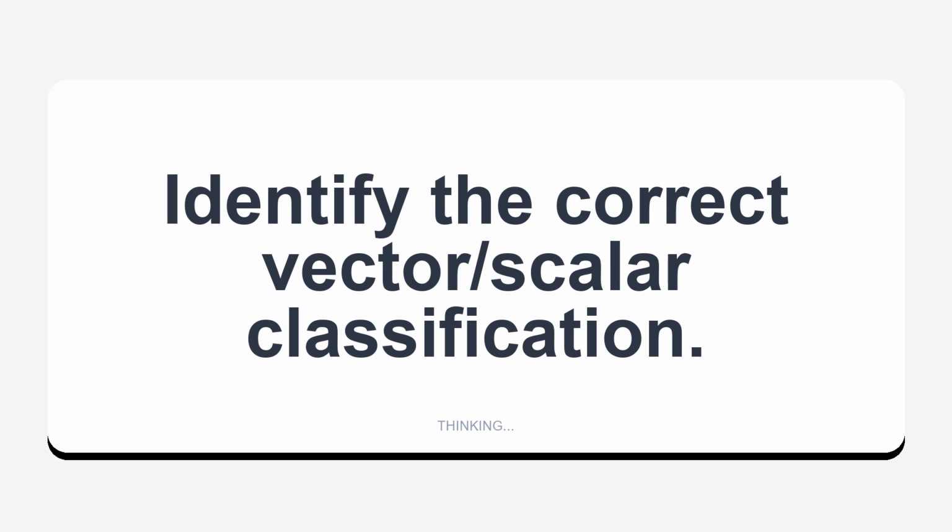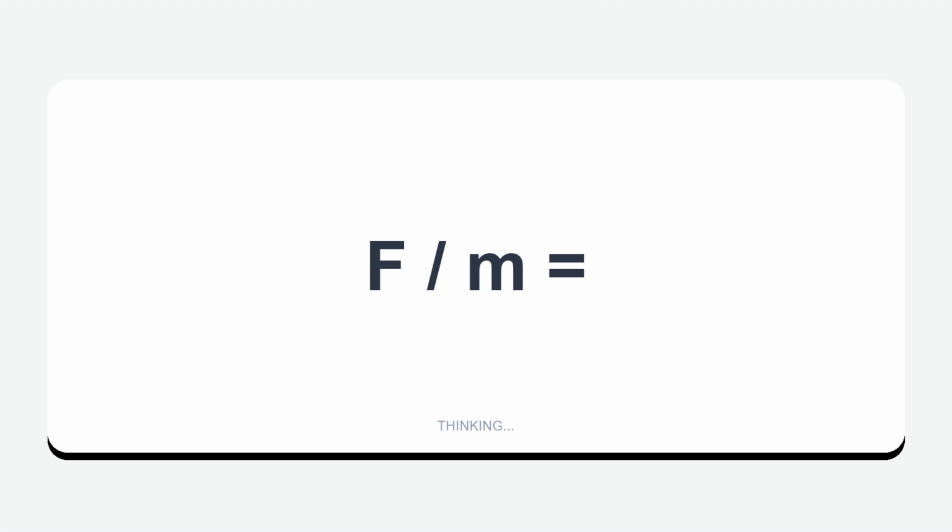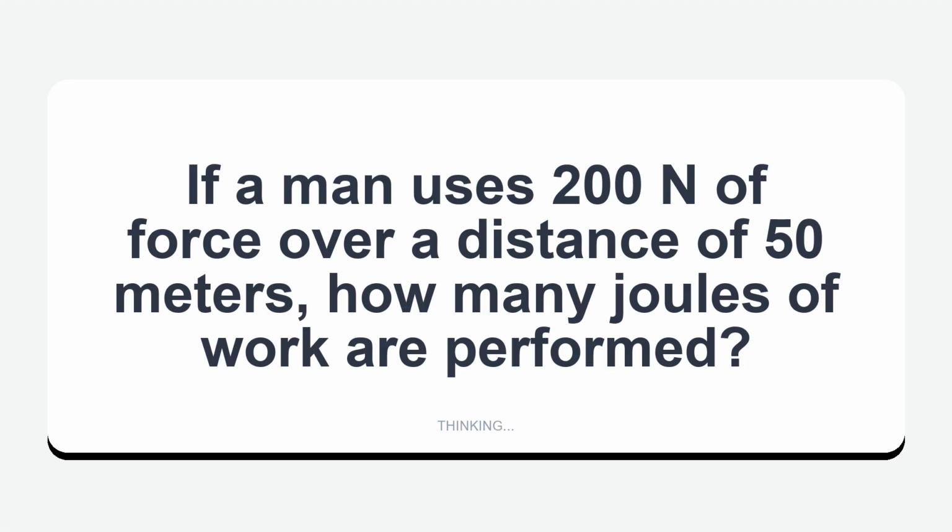Identify the correct vector/scalar classification. Acceleration, vector. F/m equals acceleration. If a man uses 200 N of force over a distance of 50 meters, how many joules of work are performed? 10,000.